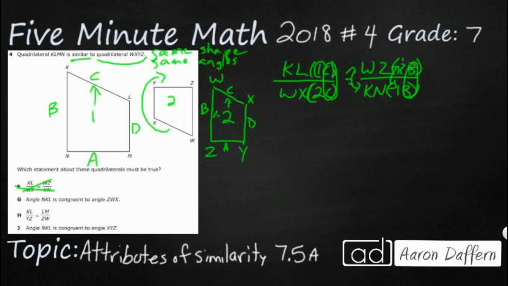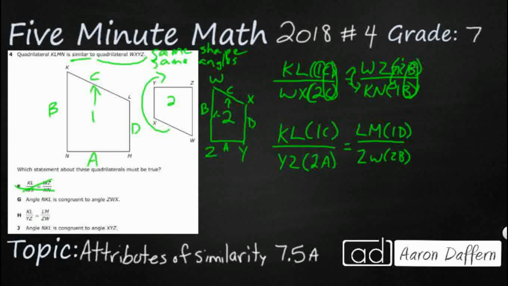So let's look at H before we get into our angles here. We use the same thing. KL, that's 1C again, over YZ. YZ is shape 2, side A, which is fine as long as we have corresponding matching ones. So I've got LM, which is shape 1, side D, and then I've got ZW, which is shape 2. No, those are just 4 random sides that have nothing to do with each other. No.